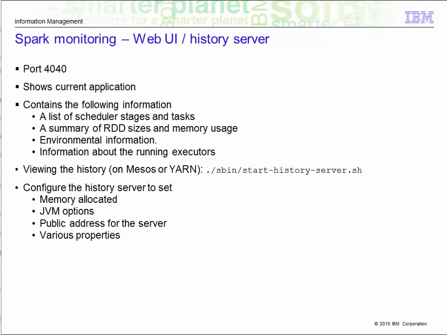To view the history of an application after it has run, you can start up the history server. The history server can be configured on the amount of memory allocated for it, the various JVM options, the public address for the server, and a number of properties. You will see all of this in the lab exercise.